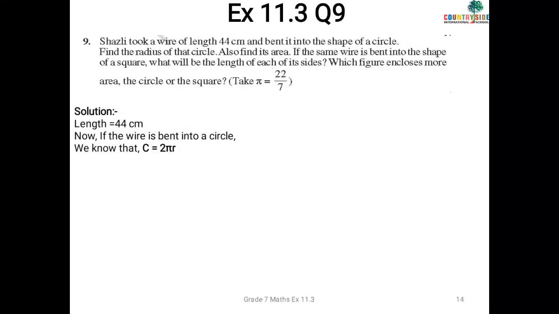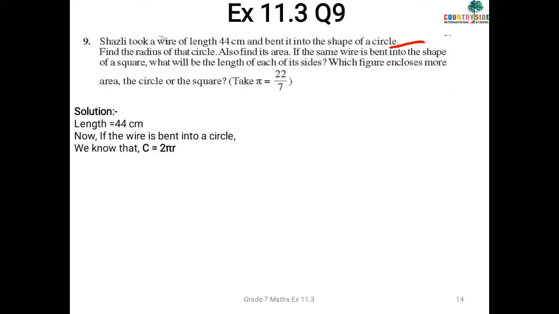Read the question very properly. There is a girl named Shazli who took a wire of length 44 centimeter and bent it into the shape of a circle. Underline this word circle. Find the radius of that circle. We have to find the radius. Also find its area. Area of circle is pi r square.